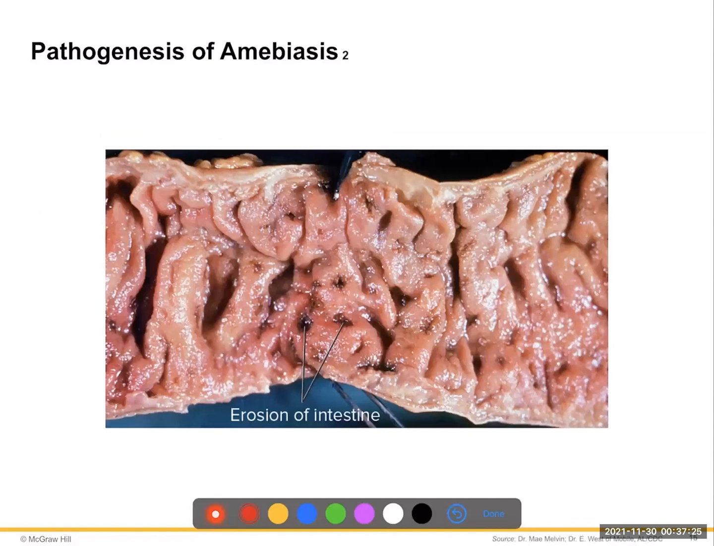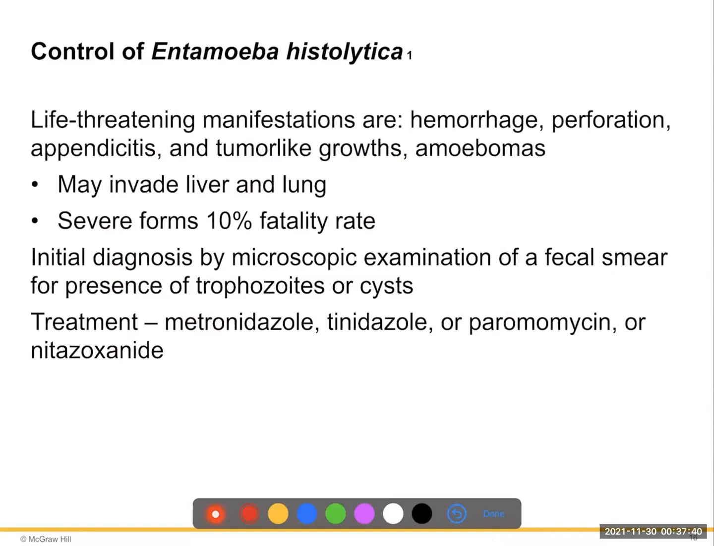This is the erosion of the intestines. You can see where the intestinal lining has been pitted and eroded here, from as these parasites embed themselves into the intestine. Their life-threatening manifestations are hemorrhaging, perforations, appendicitis, and tumor-like growths and amoebomas.